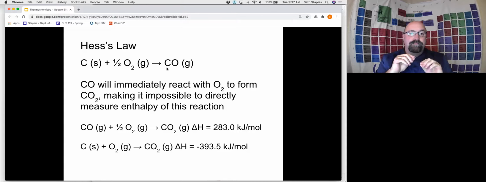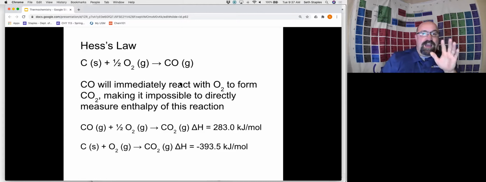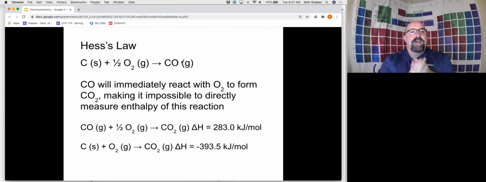The problem is that carbon monoxide immediately reacts with O2 that's still present to then form CO2. And so there's no way for us to just stop the reaction right when carbon monoxide is made and measure the energy. We can't do that. That carbon monoxide is immediately going to react to form the more stable carbon dioxide. And so we cannot simply measure the enthalpy of this reaction.